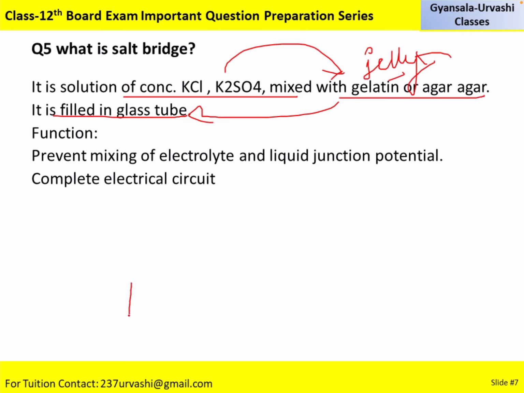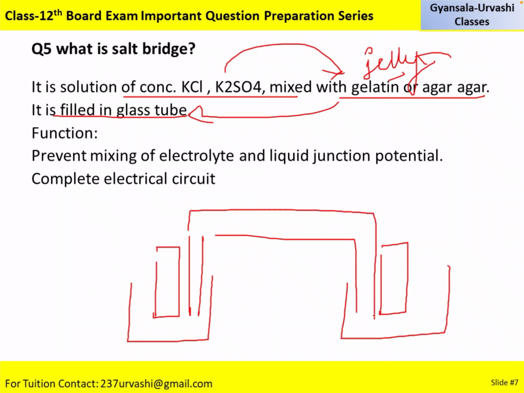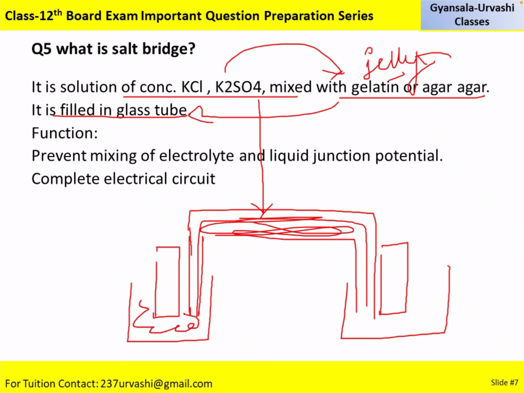Now I am drawing a simplified setup of a galvanic cell. It will have two beakers and two electrodes, one will be the cathode, one will be the anode. The salt bridge will be present this way. So you find a U-shaped tube. This is the salt bridge which I am coloring. What is present in there? This mixture. And here what is present? Your electrolyte.